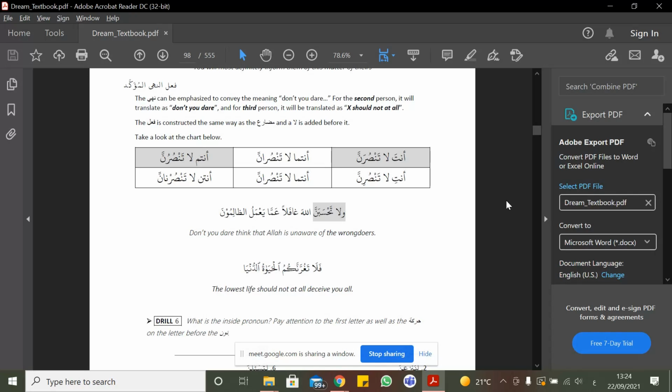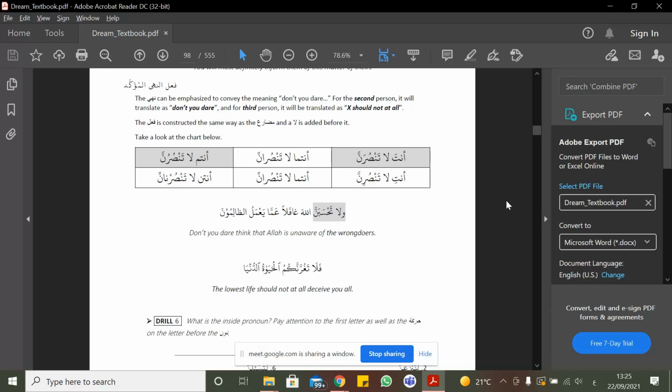So now I want Sister Umme Habiba to please read for us from Fi'l Nahi al Muakkid. The Nahi can be emphasized to convey the meaning don't you dare. For the second person, it will translate as don't you dare. And for third person, it will be translated as X should not at all.